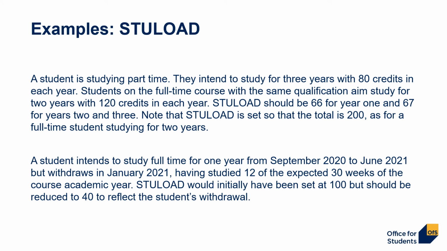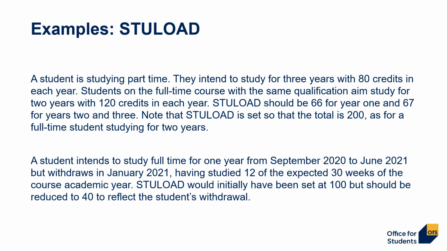So let's talk through some examples of STULOAD. We have a student here that is studying part-time. They intend to study for 3 years with 80 credits in each year. Students on the full-time version of the course with the same qualification aim, they study for 2 years with 120 credits in each year.